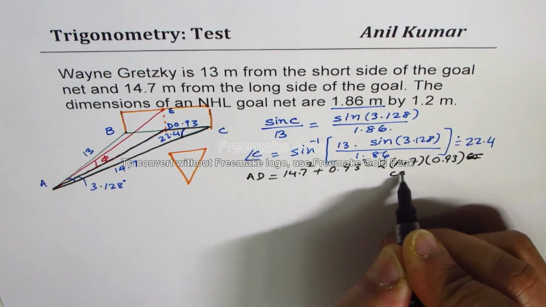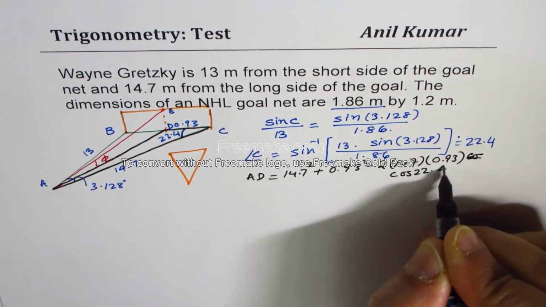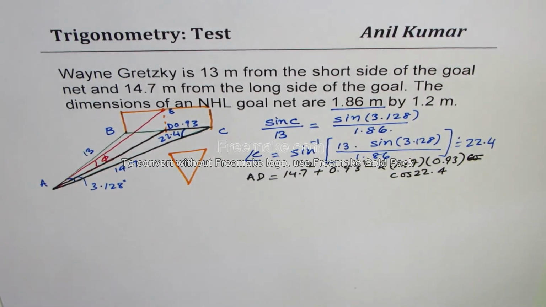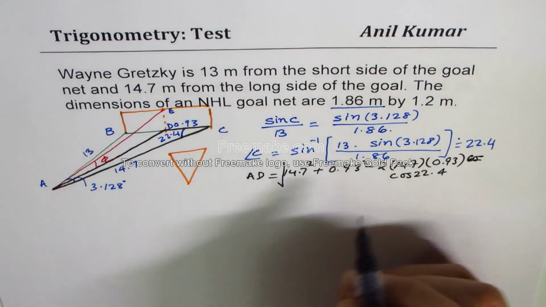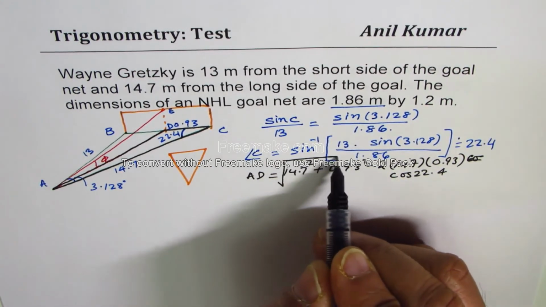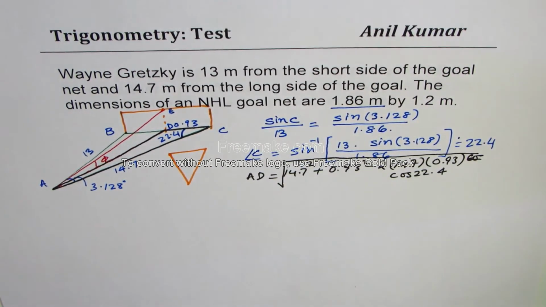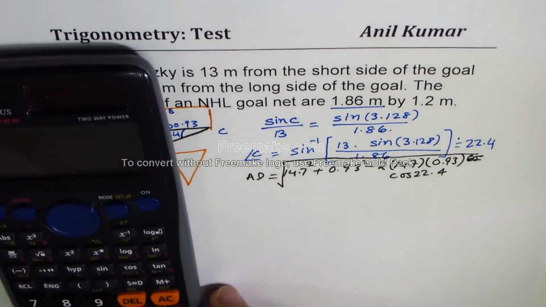Let me write here cos 22.4, correct? So let's calculate this. This is square, so actually we'll do the square root of all this. Since the space is less for me, I'm doing all this. Okay. So we'll do this out.